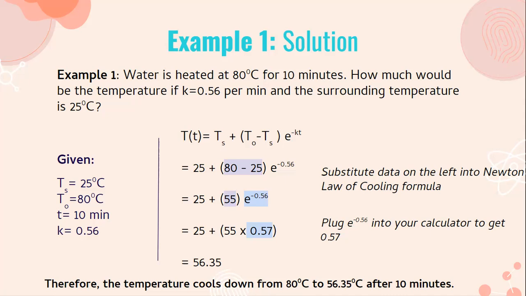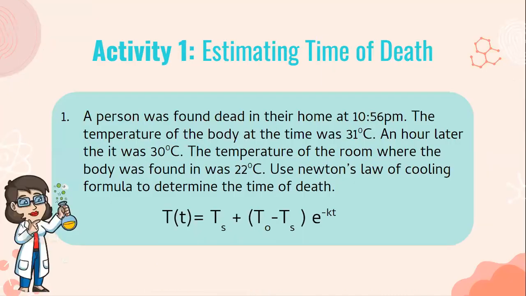So water is heated at 80 degrees Celsius for 10 minutes. What would the temperature be if K is equal to 0.56 per minute? Now, this is a general Newton's law of cooling formula, but you can take that same formula and apply it to the topic, forensic science.